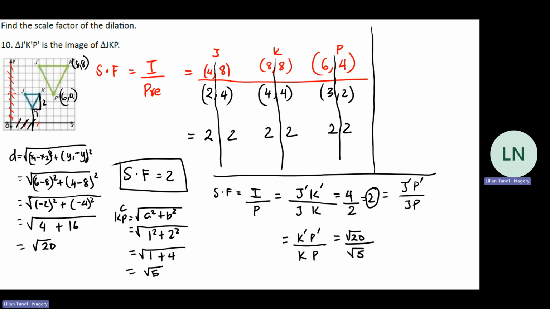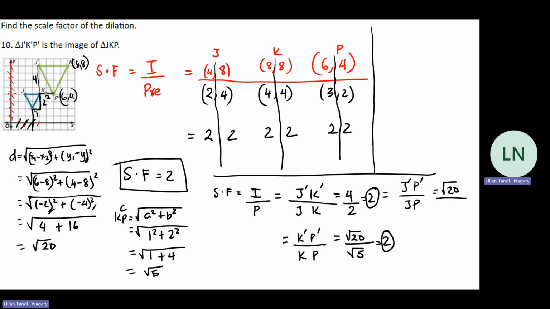Okay, so let's do square root 20 divided by square root 5, and we get 2. Do you see that? Okay, then let's do JP. Let's use the Pythagorean theorem. So this is 2 and this is 4, which is the same as here, 2 and 4. So JP is also the square root of 20.